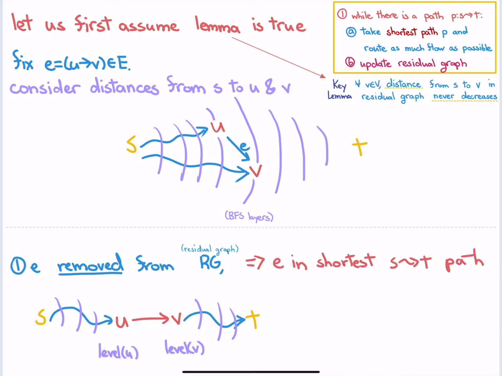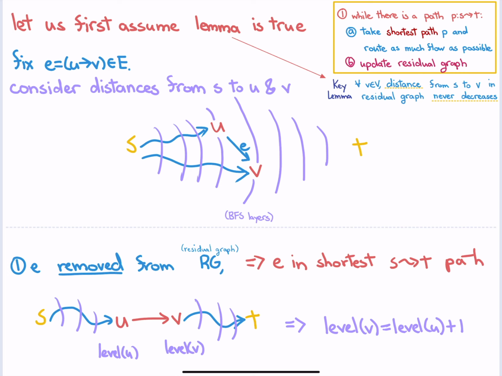So what do we know? E was in the shortest S to T path. So that means we had something like this, where the shortest path is going one layer at a time. Then it gets to U and it goes to V, one layer at a time. In particular, V is exactly one layer after U. So whenever I remove E, at least at the beginning of the iteration before I routed that path, the level of V was exactly one more than the level of U.